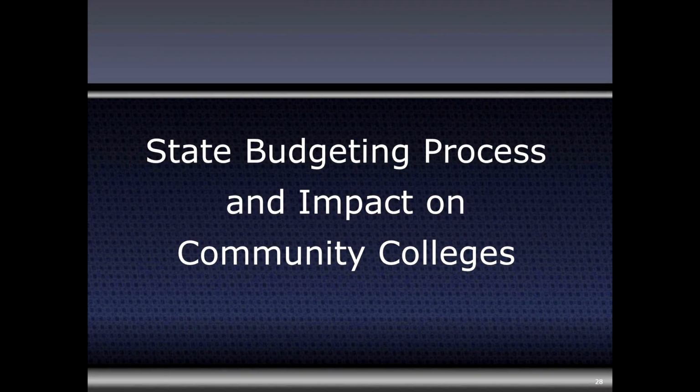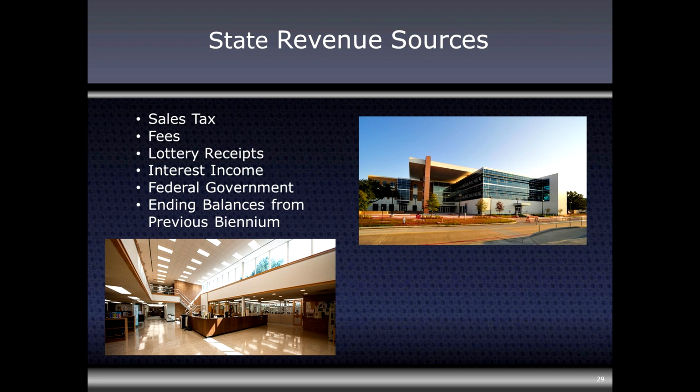We're going to talk now a little bit about the state budgeting process and how that works. As you can see from this particular example, the state revenue sources, and I think most of you are familiar with those, but just to refresh you: sales tax, fees, lottery receipts, interest income, federal government, ending balances from the previous biennium. And a lot of that has gone on in the past, and it's a little difficult to follow sometimes where those monies are going and flowing through the system.